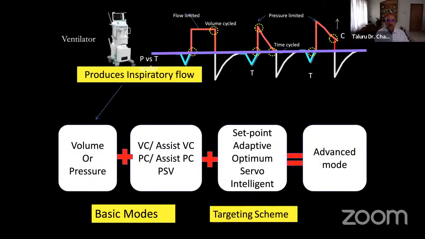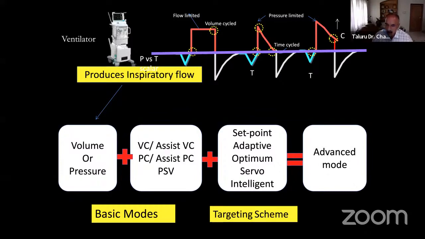See, this is what happens. Volume or pressure. Always think, what is the breath delivery, volume or pressure? Then what is the breath type that I'm giving? Volume, pressure control or pressure support? Then what is the target? What is the targeting scheme? Then that becomes the advanced mode. Once you understand these, all the modes are based on only this. That is what I want to underscore.